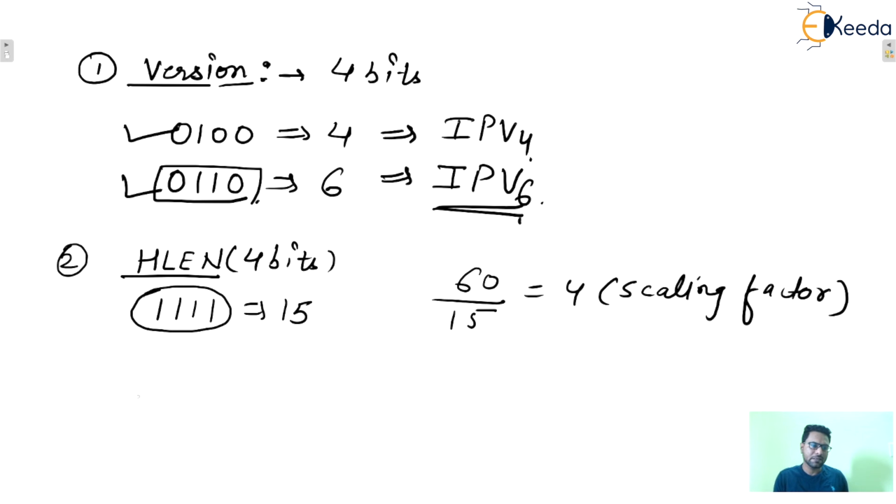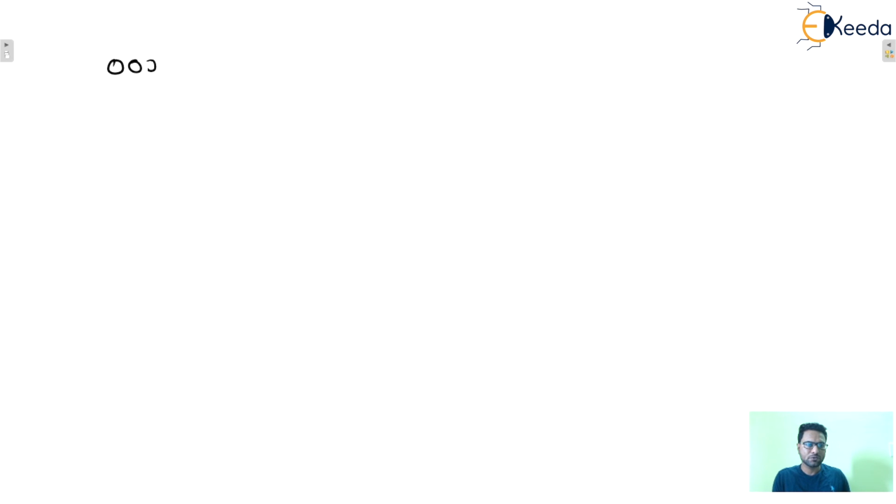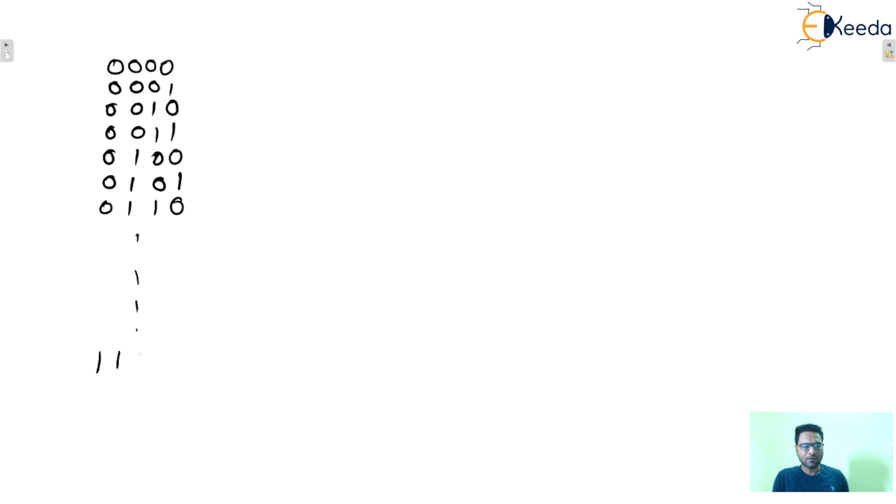What does it mean? We can say that, let's say, these 4 bits could be 0000, 0001, 0010, 0011, 0100, 0101, isn't it? Then 0110 and up to 1111, isn't it? So you know, this decimal value will be 0, this decimal value will be 1, this decimal value will be 2, this decimal value will be 3, this is 4, this is 5, isn't it? This is 6 and this is 15.